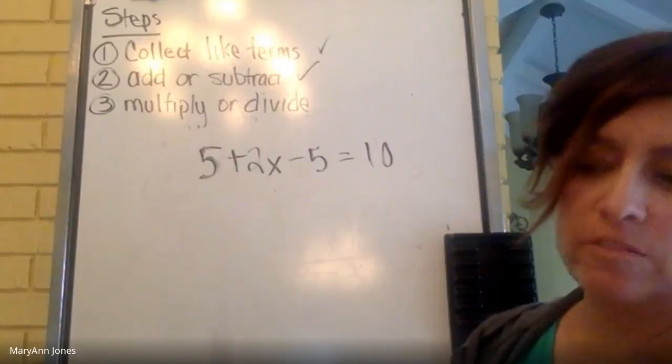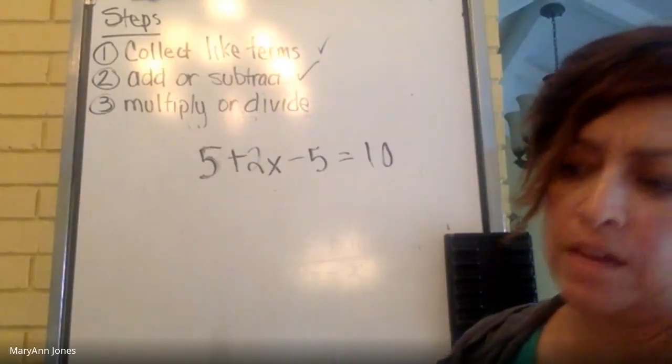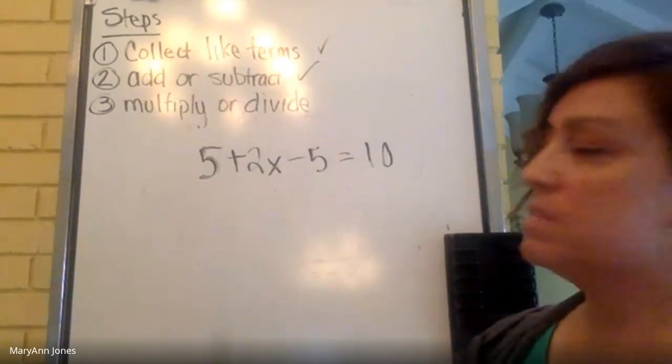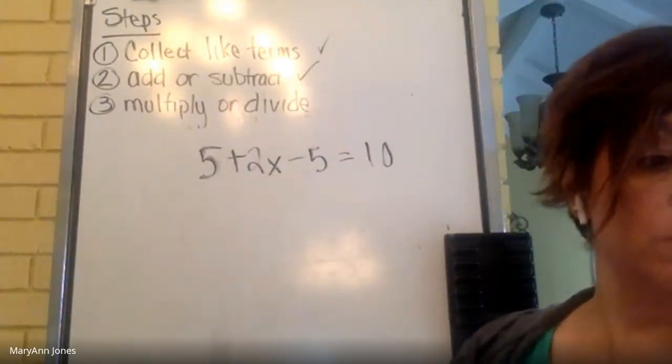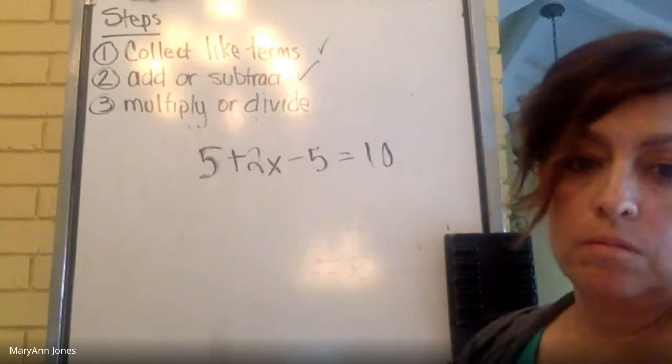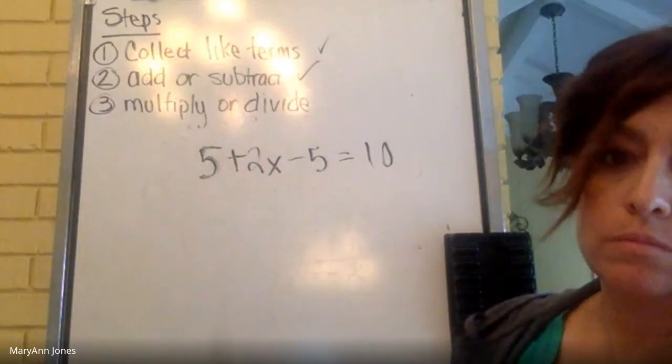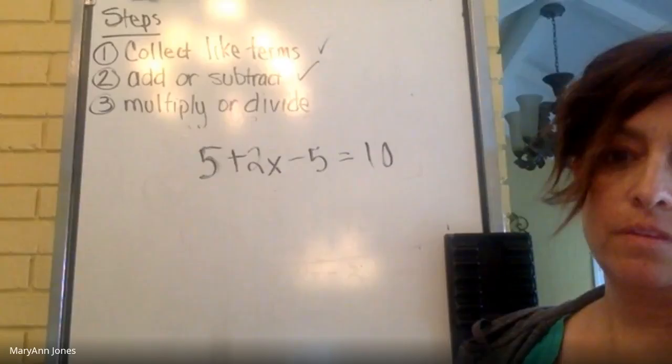Remember, the definition of like term says if it has the same variable, it's a like term. And that's it. It has nothing to do with the sign. And these are like terms because they have no variable. What'd you get? 5. Like x is equal to 5.